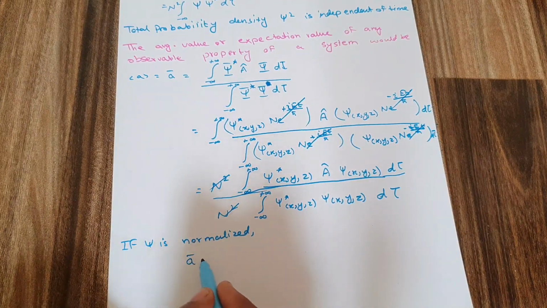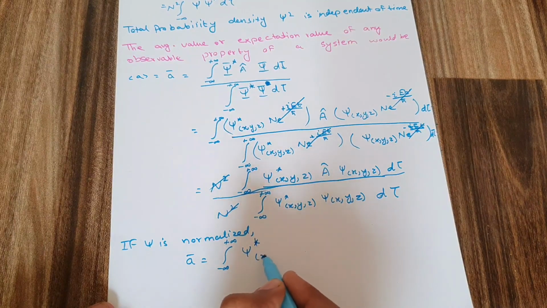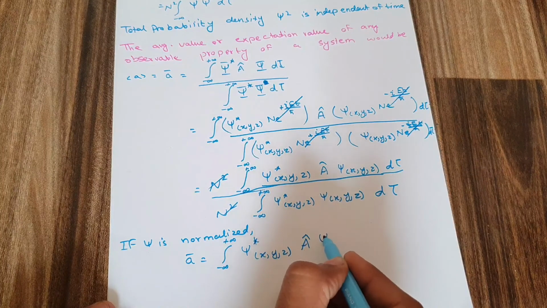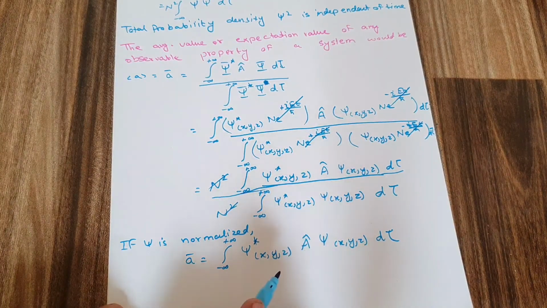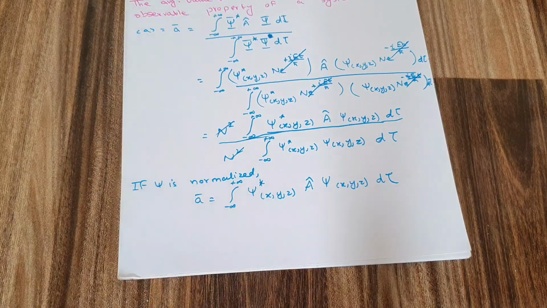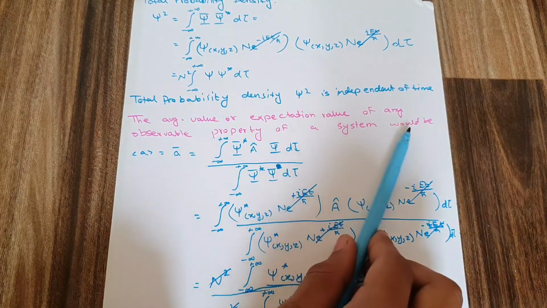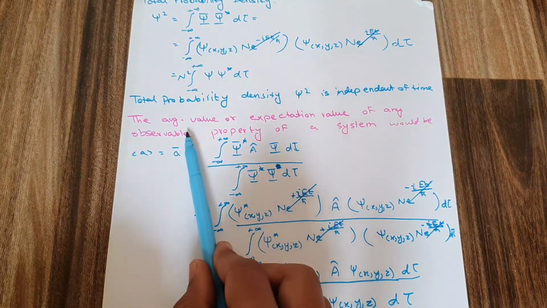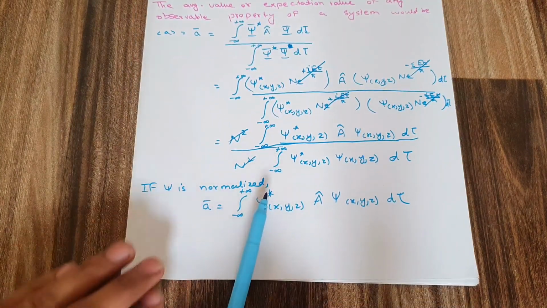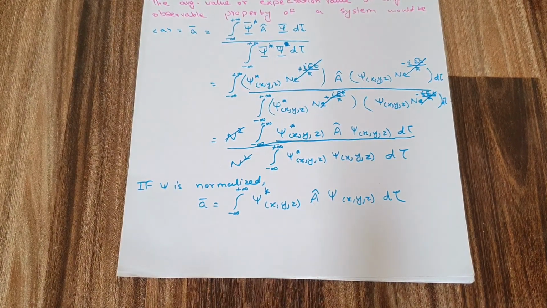So what I am left with is the average value: the integral from minus infinity to positive infinity of psi star x y z, with operator A applied on psi x y z, d tau. I can just drop these subscripts, because as you know, this psi is dependent only on the position coordinate. Therefore the observable property I have calculated is independent of time. We were finding the average value or expectation value of an observable property, and after finding it, we have come out with a solution that does not contain any time coordinate. So I can say that my observable property is independent of time.